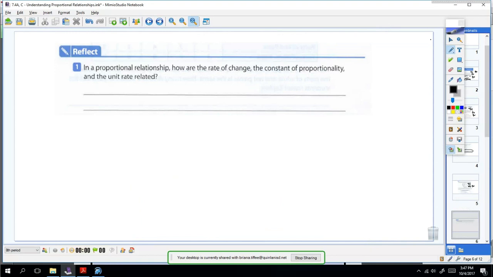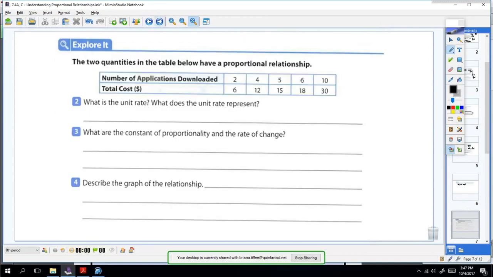In a proportional relationship, how are the rate of change, the constant of proportionality, and the unit rate related? Well, they're all related because they are equal. That's how they're related. All right, let's go and do a problem.